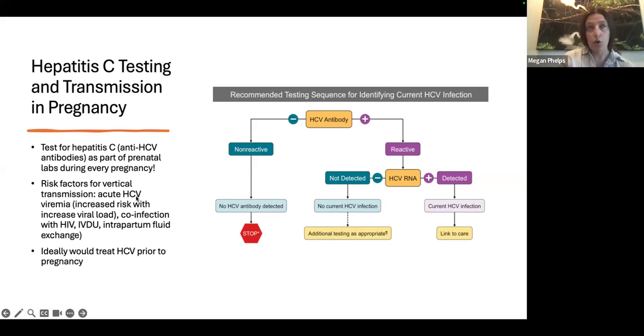The risk factor for vertical transmission is hepatitis C viremia; for patients who have a positive viral load, about 6 to 7% end up transmitting. There's increased risk if the patient has co-infection with HIV, is actively using IV drugs, or has any intrapartum fluid exchange. Ideally, you would treat the hepatitis prior to pregnancy, but that's not always the case.